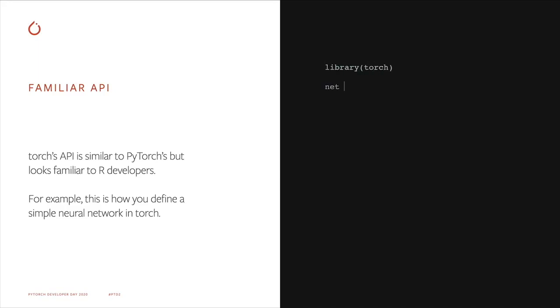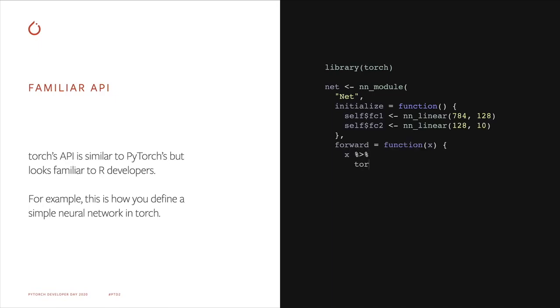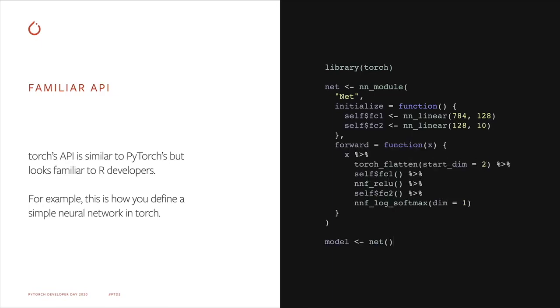For example, this is how we define a simple neural network in Torch. We use the nn_module function to create a model, and we pass the initialize function implementing what are the model weights and how they are initialized. We then pass the forward method that defines how the model weights are used in this model.